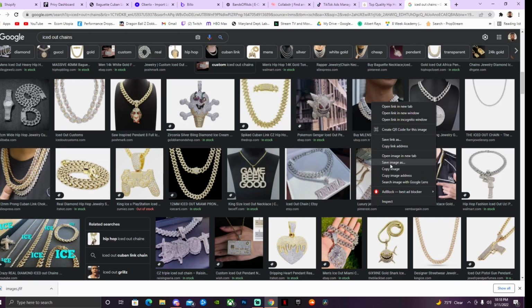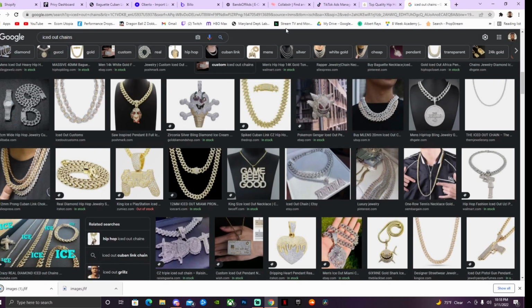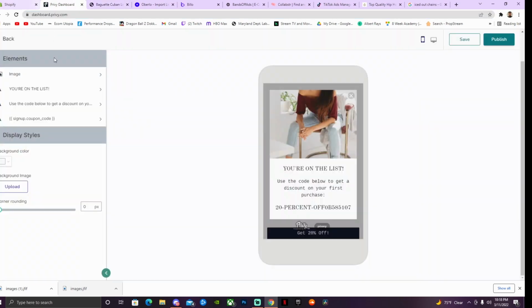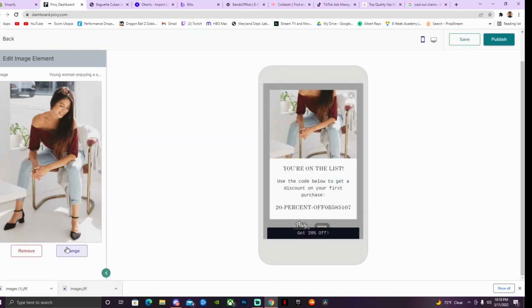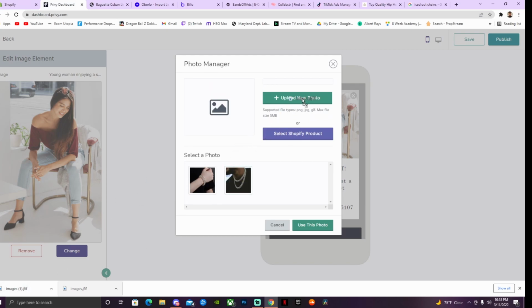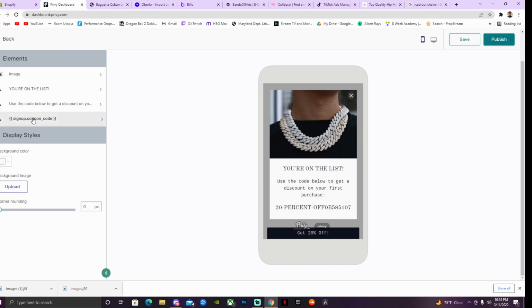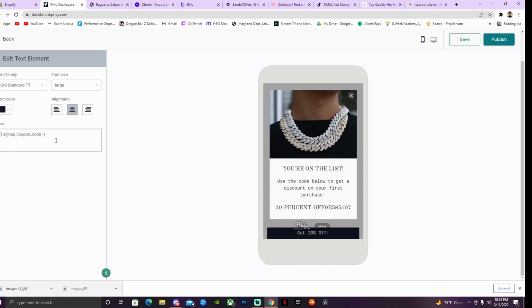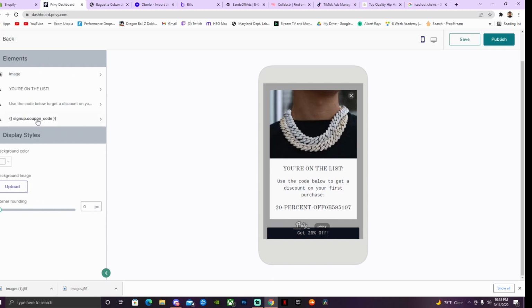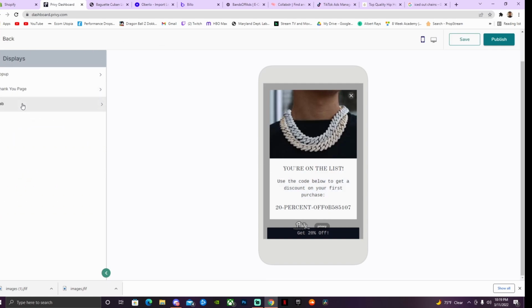This looks pretty decent. Change image, and so on. Got that set up. Thank you, you're on the list. Use the discount code below, and then you would make sure the code is popped up as well. So this automatically adds the code to the cart after they add their email to the list. So everything's set up, everything's good.